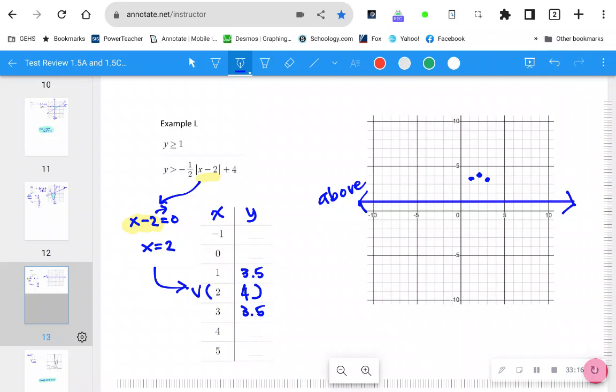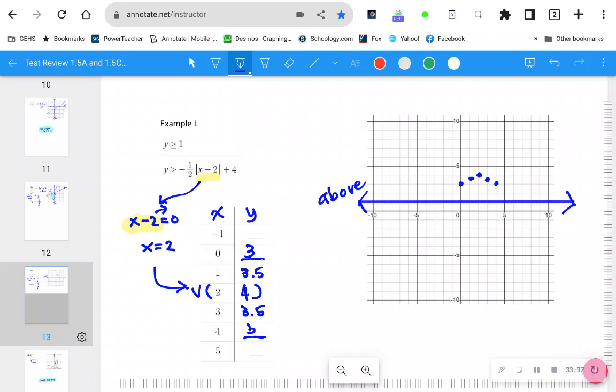Okay? All right, now I'm going to plug in 4, and I'll fill in 0. 4 minus 2 is 2. The absolute value of 2 is still 2. 2 times negative 1/2 is negative 1. Plus 4 is 3. So we're down to there and there.